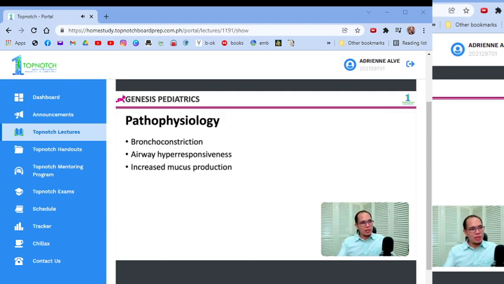So this is very important because this explains why you would have some patients with asthma who will have mucus production, who will have crackles, who will have productive cough. So hindi lahat ng asthma dry cough, although it's a more common pattern, but you can still also have asthma na productive yung cough niya, okay?